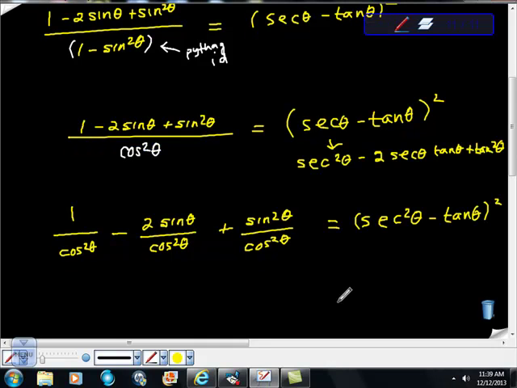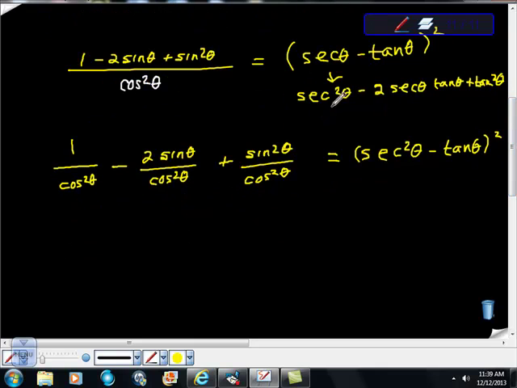Right, so we open this thing up, and just stop for a second to remind you that when we took secant theta minus tan theta, the whole quantity squared, we got this mess, didn't we? So we're kind of done here. What is 1 over cosine squared theta but secant squared theta? 2 sine theta over cosine squared theta is this. And of course, sine squared theta over cosine squared theta is tan squared theta. So we have our proof.